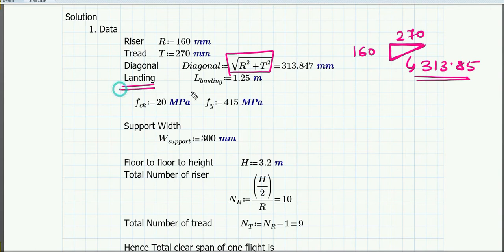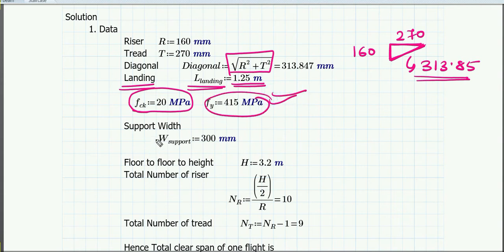Then landing width. The landing width L is given as 1.25 meter, which is all in the question itself, and fck is M20 considering moderate or mild exposure condition, and fy is 415, which are also given. Then the support width is 300 mm.